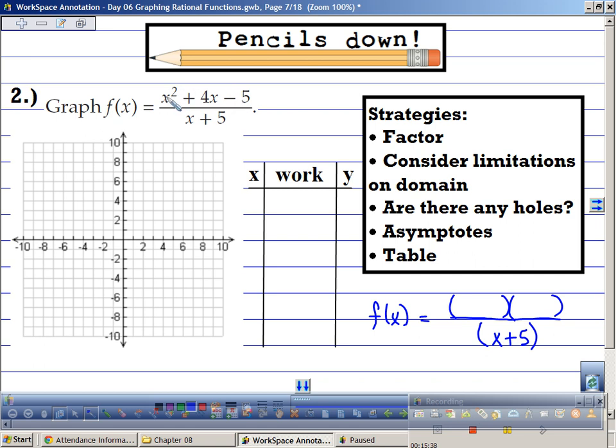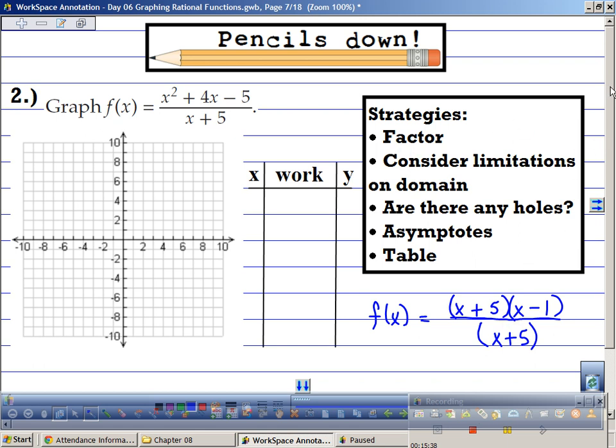So let's factor this. This is really easy to factor because there's no leading coefficient. So x squared can only be factored as x times x, and negative 5 can only be factored as 5 and 1. This is positive 4 and negative 5, so one of them has to be positive, and one of them has to be negative. If you're still not getting that, you need to come get help with that, okay? All right, so we factored it.